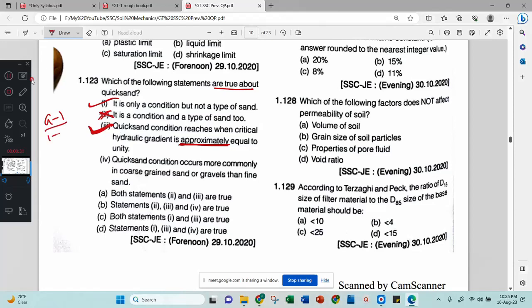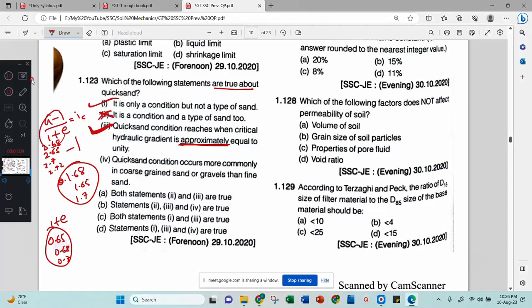G minus 1 divided by 1 plus e is your ic. Now G is usually 2.65, 2.7, 2.72, 2.68, like that. If you subtract 1, you will get 1.65, 1.68, 1.7, like that. In the denominator, 1 plus e is there. If the void ratio is 0.65, 0.68, 0.7, which is usually the value, then substituting here gives nearly equal to 1, approximately equal to 1. Therefore, that is the correct answer. Quicksand condition occurs more commonly in coarse grained sand and gravels than fine sand. This is wrong.